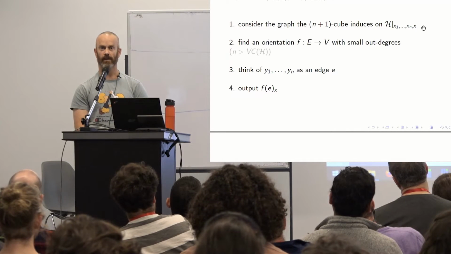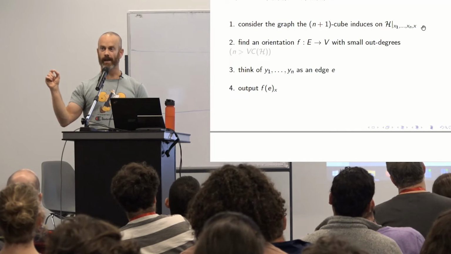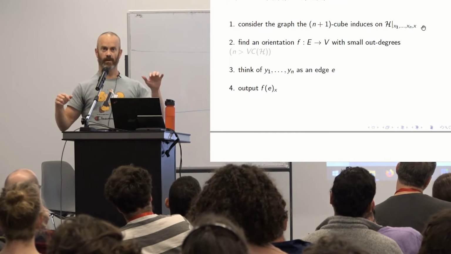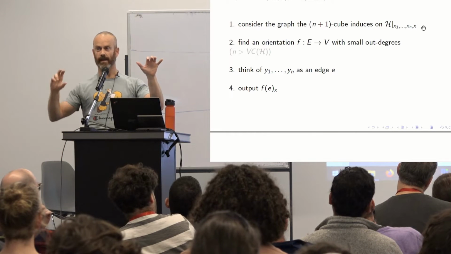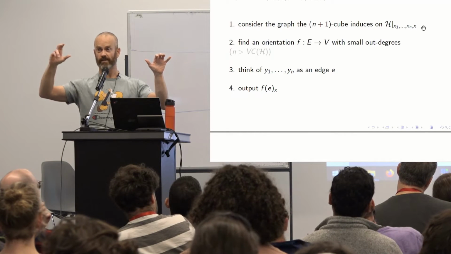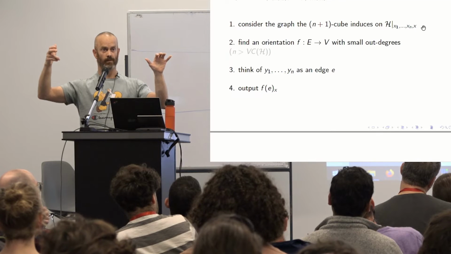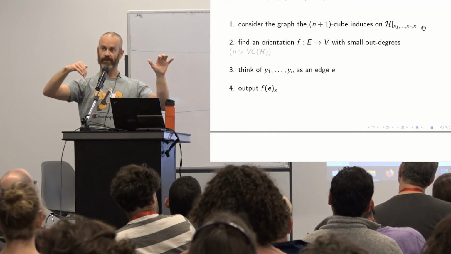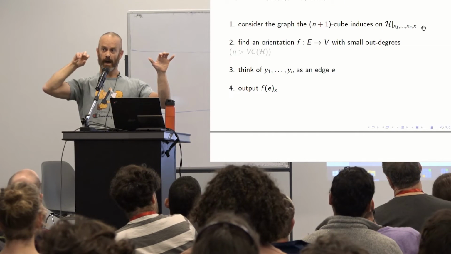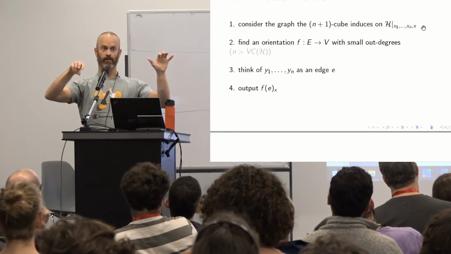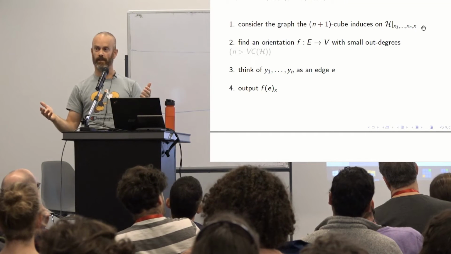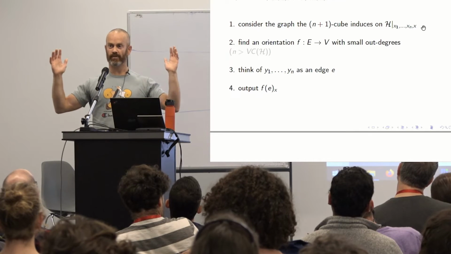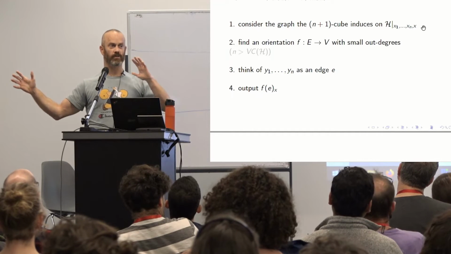The third part is interpreting the y's as an edge of this graph. The y's are all the coordinates but the last one. So this is an edge of the graph. And now we can use the orientation to choose a vertex and then output the value that is written there. So we output 0 or 1 depending on what we saw, but in a completely abstract way. So we built a general graph.